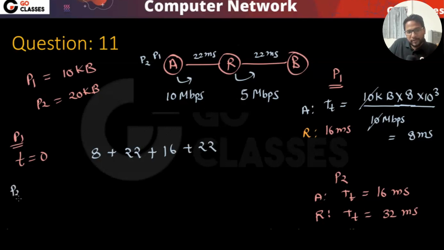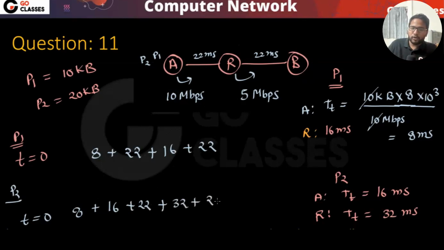What is the time that P2 will completely reach B from t equal to 0? 8 milliseconds, it is anyway waiting for the first packet to get transmitted. Then 16 milliseconds it will take for itself to get transmitted. Then 20 milliseconds, 22 milliseconds, then 32 milliseconds it will take, and 22 milliseconds, right? Is this fine to everyone? I mean, to reach B.